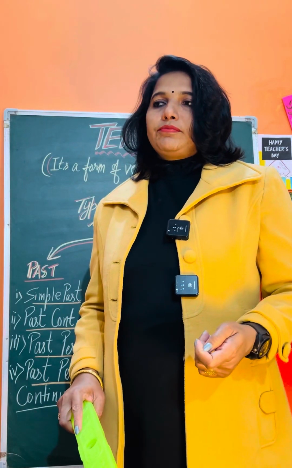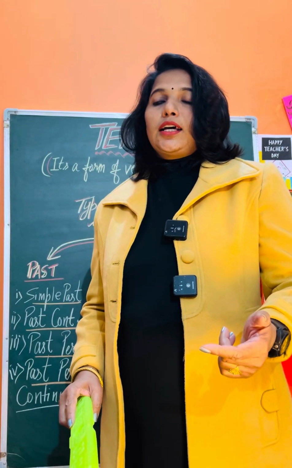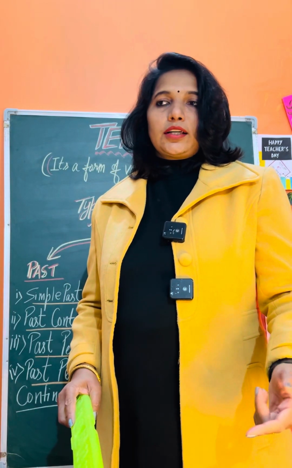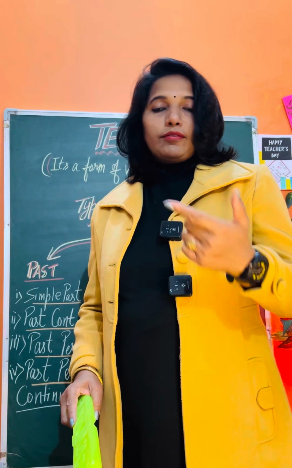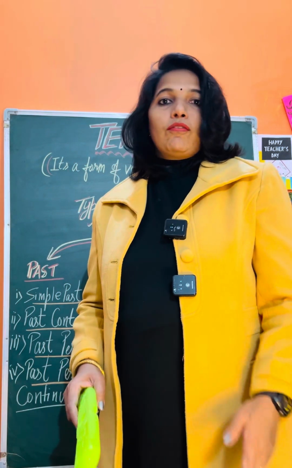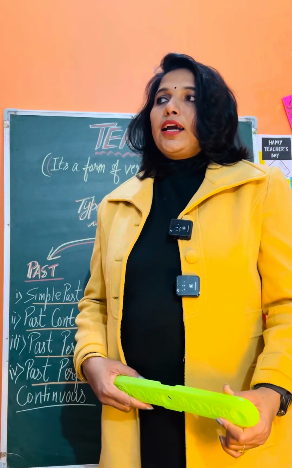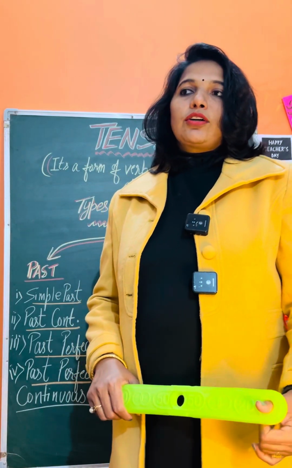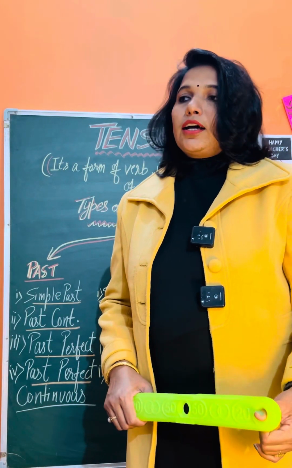Let's take one example. I teach English. So I teach English will be I am teaching English. I have taught English. I have been teaching English since morning. And then I take the past tense. I taught English. I was teaching English. I had taught English. I had been teaching English for many months.